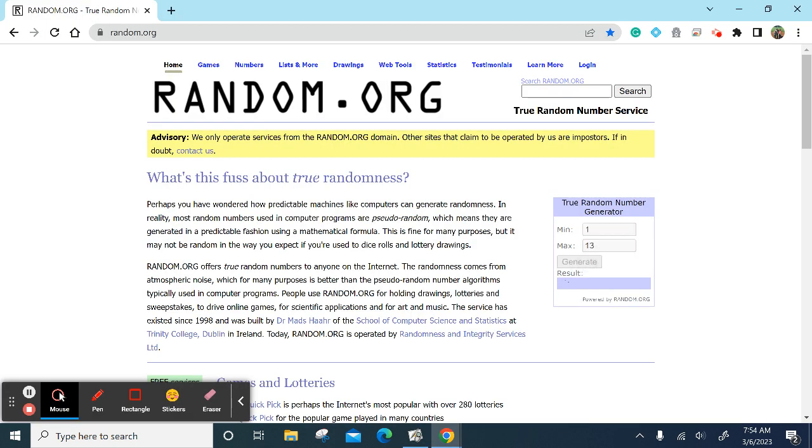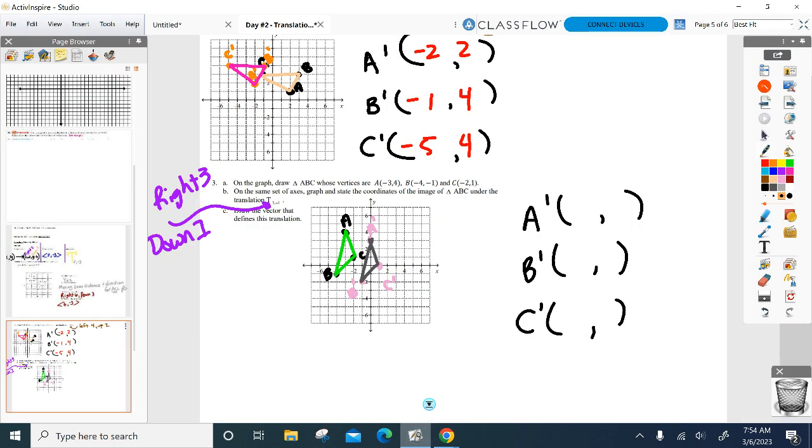What do you got for your A prime, B prime, C prime? Spence, when you're ready. Sorry, 0, 3. Okay, I like that one better for A prime. How about B prime? -1, -2. Yeah, come on now, finish. 1, 0. There you go.